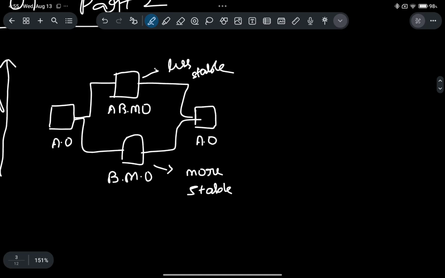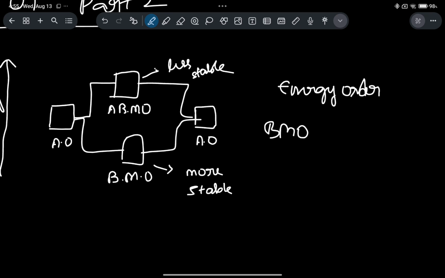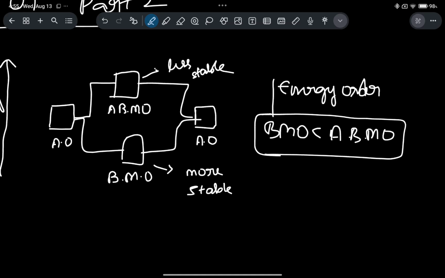I am writing here the energy order. This bonding molecular orbital is less than the anti-bonding molecular orbital. You should know this order.